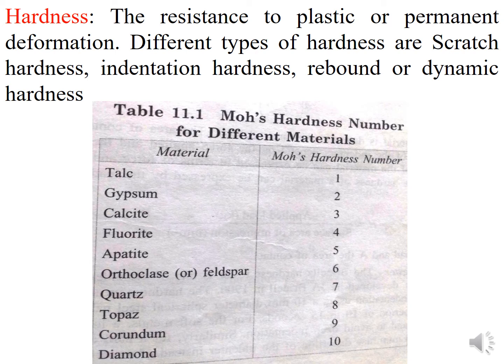This way the hardness number varies: talc 1, gypsum 2, calcite 3, fluorite 4, apatite 5, feldspar 6, quartz 7, topaz 8, corundum 9, diamond 10. Diamond has the highest Mohs hardness number, which is 10, and talc has the least. Its Mohs hardness number is 1.